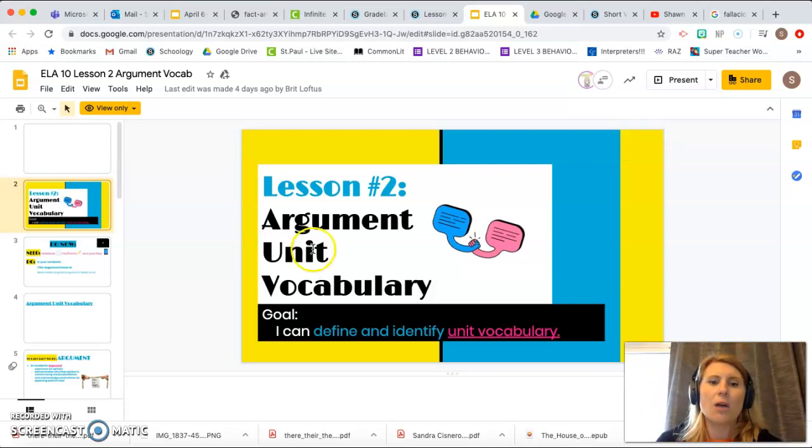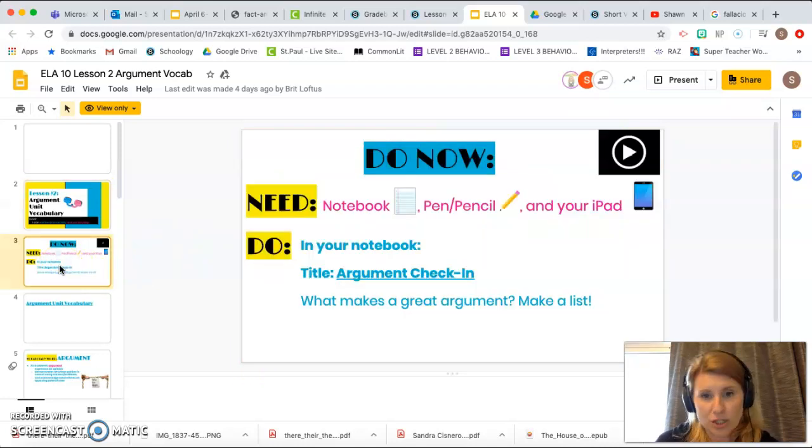All right. So in our quarter 4 here, we are going to be doing some argument writing. I know a lot of you are good at arguing, but we're going to force you to put it into some writing. And to do that, you need some knowledge of some important vocabulary words. So our goal is that I can define and identify the unit vocabulary for this unit. So you need your pencil, as I said, paper, you're going to need your iPad. The question of the day is this: what makes a great argument? Make a list.